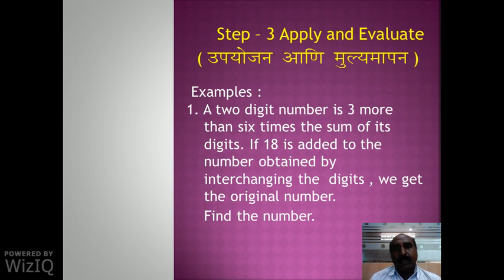Now step number 3, apply and evaluate. In this step we have some examples which are used in real life. Some solved examples are here and some examples for practice also. Here example number 1: a 2 digit number is 3 more than 6 times the sum of its digits. If 18 is added to the number obtained by interchanging the digits, we get the original number. We have to find that original number.